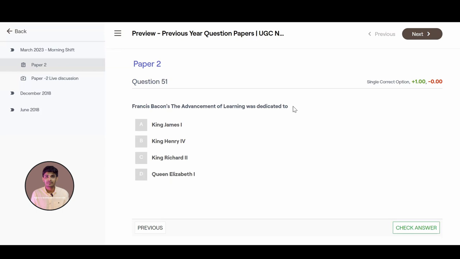Francis Bacon's The Advancement of Learning was dedicated to whom? See, how would you make a guess? Tell me, how would you make a guess? Anybody? Why do writers make dedications? These days, writers make dedications to their loved ones or people who have helped them in their career.